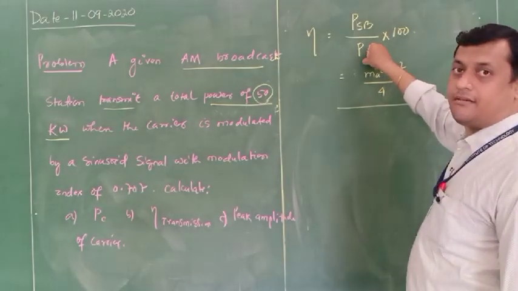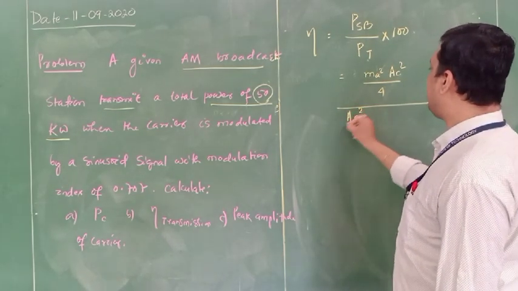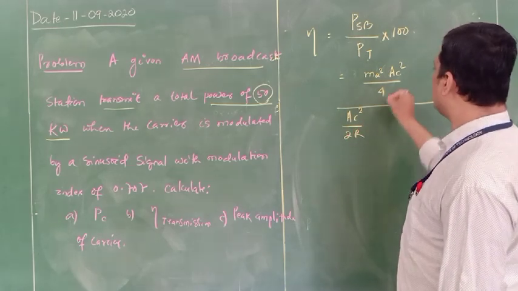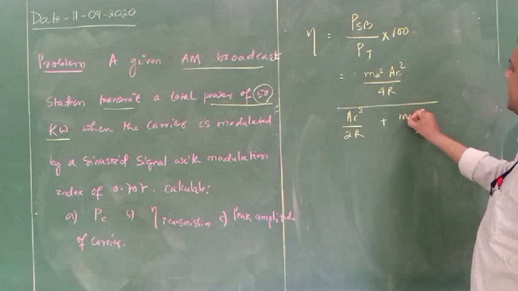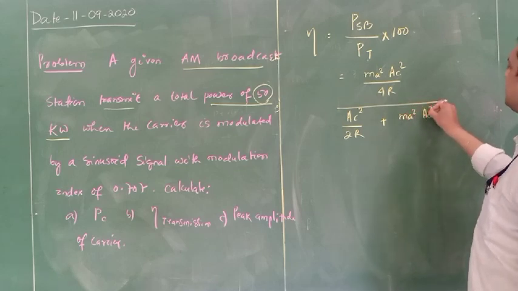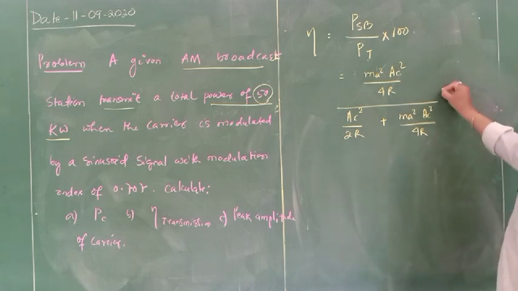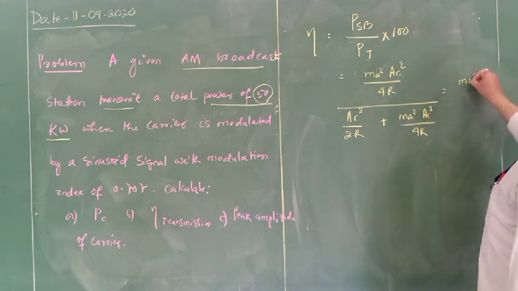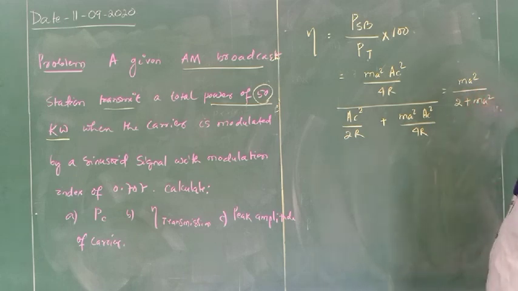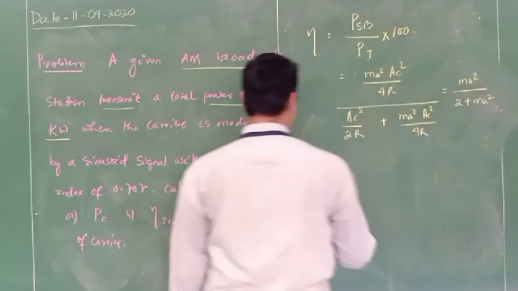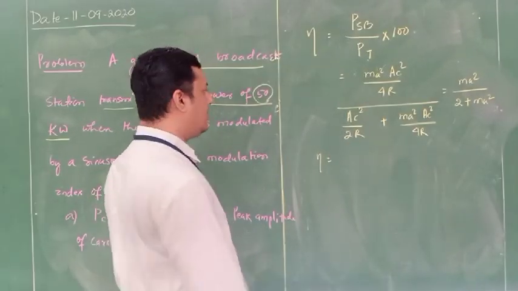Transmitted power consists of carrier power and sideband power. So carrier power is Ac square by 2R. Then sideband power is Ma square Ac square by 4R. Now if I solve this, I will get Ma square divided by 2 plus Ma square. Done. Simple relationship. Now here Ma is given as 1 by root 2.